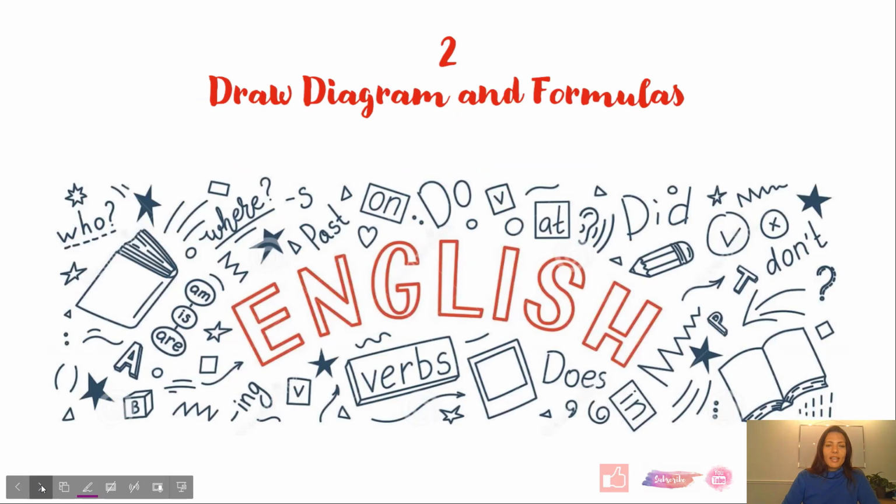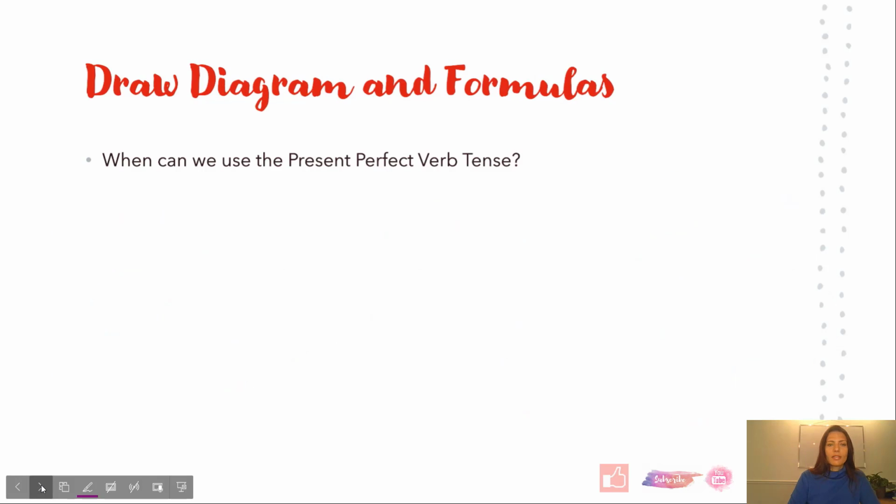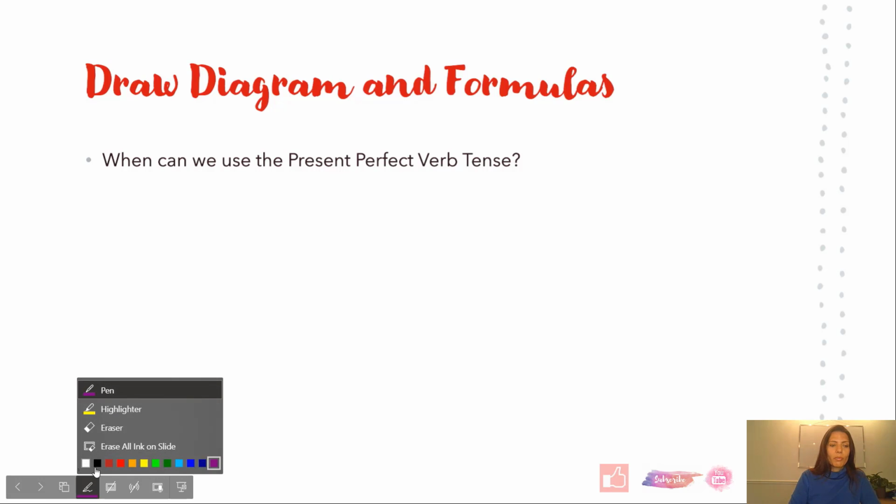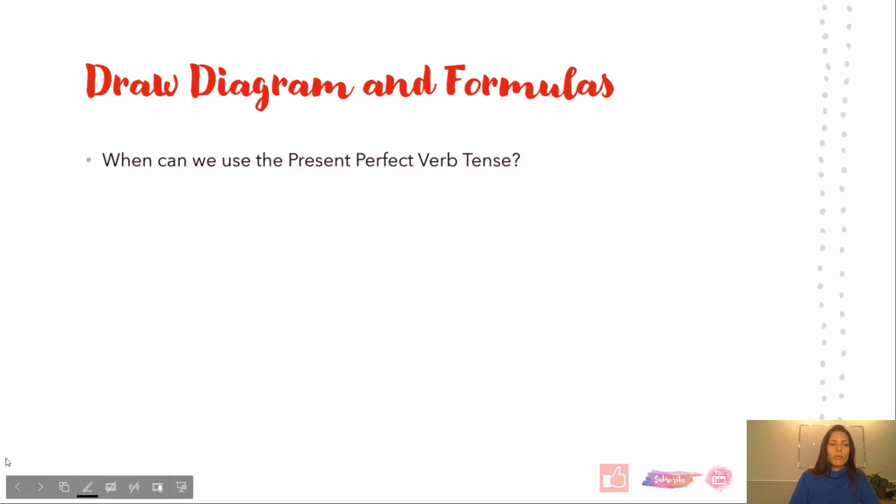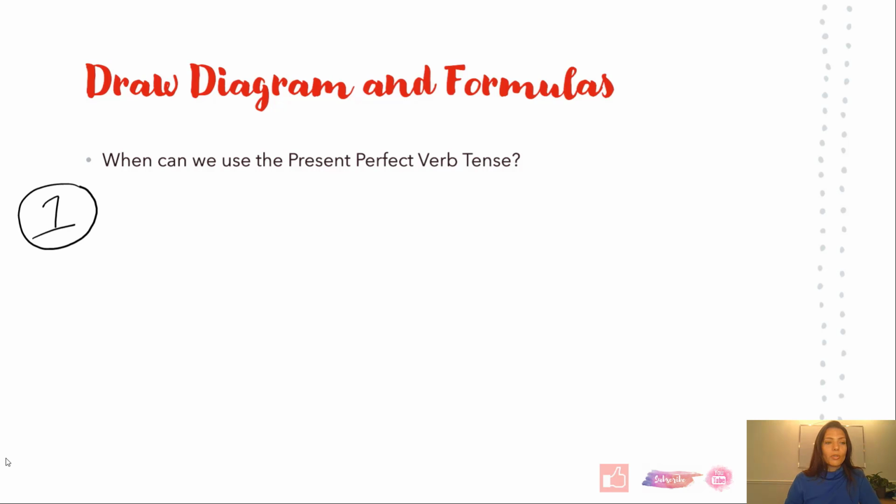All right, the next way to use this is to draw diagrams and formulas, which we often do in ESL classes. So for example, let's say we have this question: when can we use the present perfect tense? So we might want to review this with our students and remind them that there are 3 different ways that we can use the present perfect. So I'm going to draw them out for you.